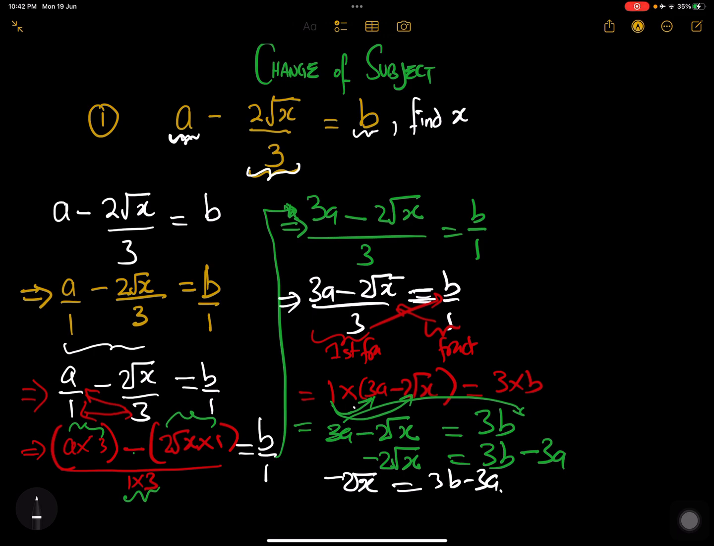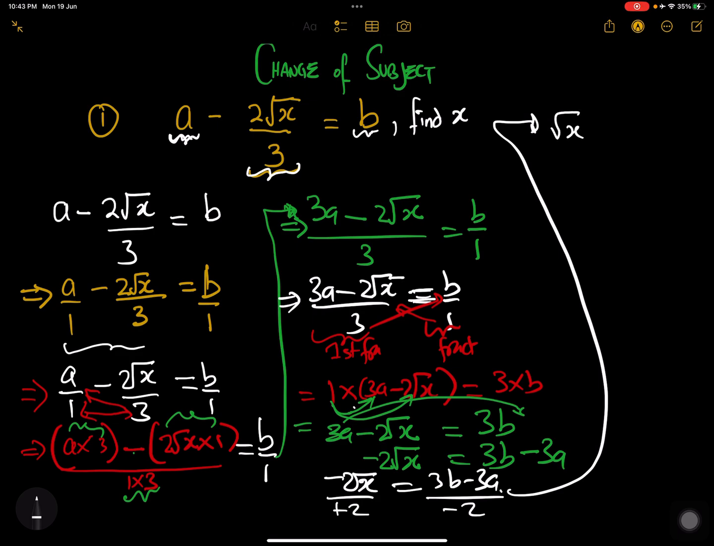And we need x, so we first have to divide here by minus 2. Divide this whole thing by minus 2. And then we're going to have square root of x, because this is going to cancel that. We're going to have square root of x is equal to 3b minus 3a divided by 2.